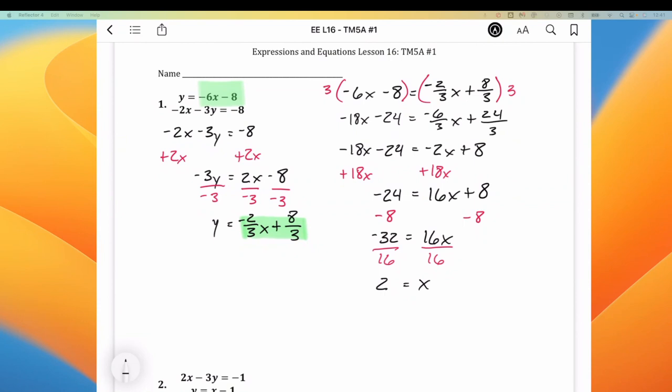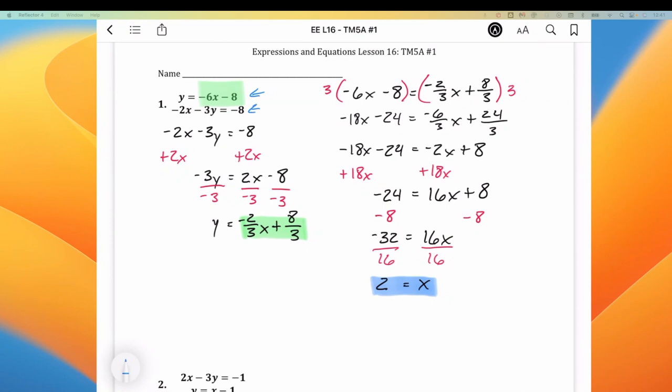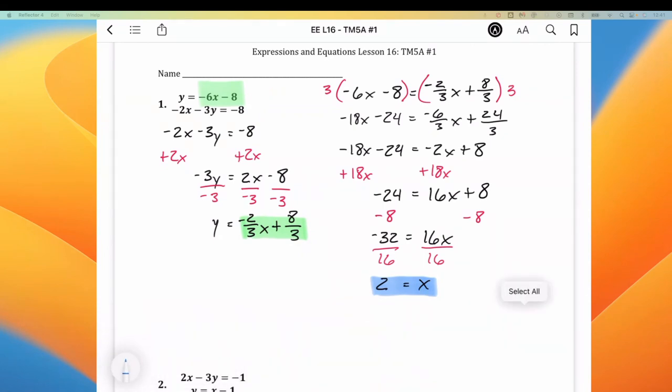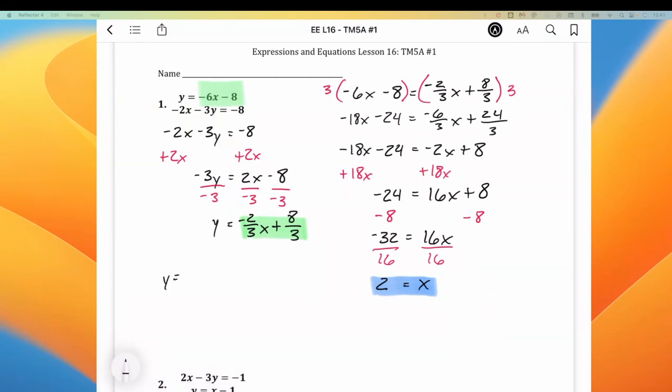Okay? And so we have an x value, but to solve this system, we need both an x value and a y value. And so at this point, we have a choice. We need to take that value of x equals negative 2 and put it back into one of our original equations. It doesn't matter which one. I like to pick the one that looks easier to me. And so the one that looks easier to me is the top one. So I'm going to go ahead and rewrite the top one down here. y equals negative 6x minus 8. And we're going to take that value, x equals negative 2, and we're going to drop it right in there.